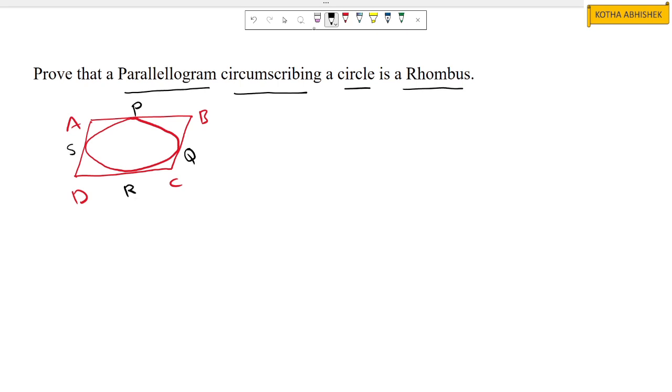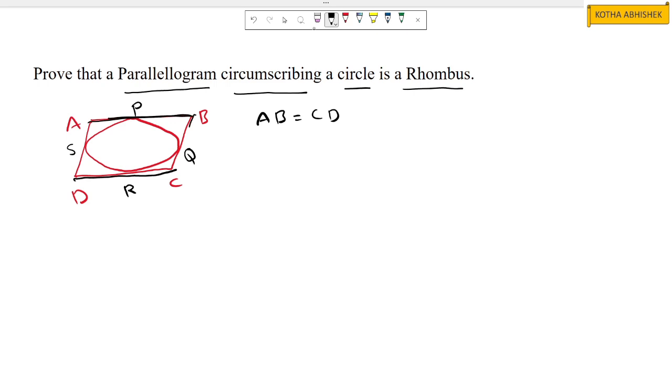PQRS. Now he is asking that we need to show this parallelogram is nothing but a rhombus. First he gave that it is a parallelogram, right? What are the properties of a parallelogram? Based on the sides, opposite sides are equal to each other. So based on this parallelogram ABCD, we can write AB equals CD. This side and this side both are equal to each other because these are opposite to each other.